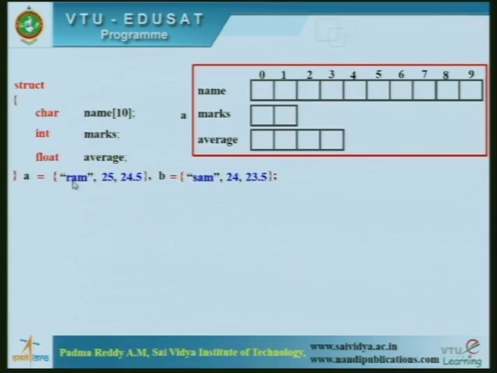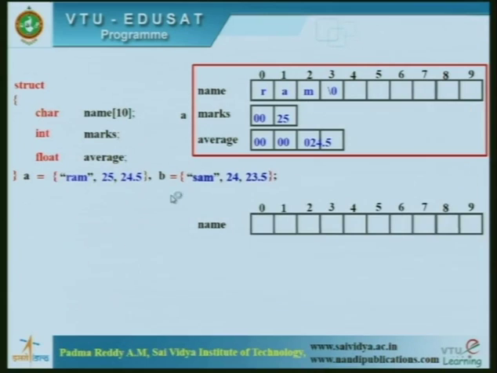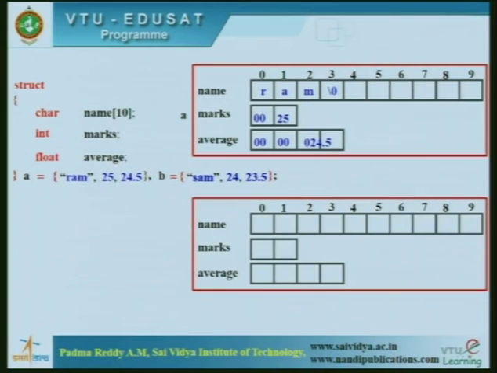Next, another set of memory locations will be allocated. RAM will be copied into the name field. Then what do we have here? 25. 25 will be copied into the marks field, and then 24.5 will be copied here. Similarly for b also the memory will be allocated: name, marks, as well as what? Average.